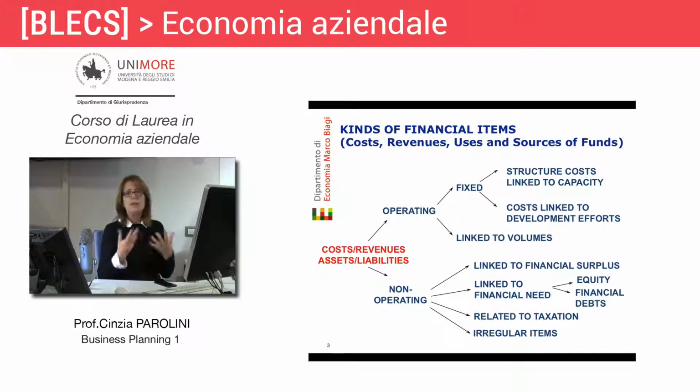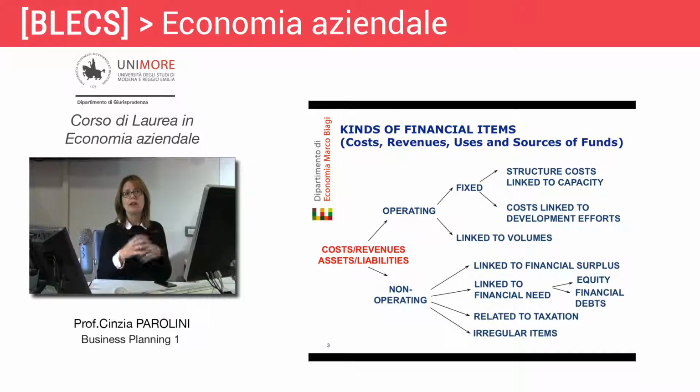In the other situation, we may have sources of funds from operating sources which are higher than uses of funds. For example, when we have a lot of accounts payable, when we have a very high equity linked to high profitability, and so we have more money than we need for our uses of funds. In this case, we have a financial surplus. Again, this is a non-operating activity.